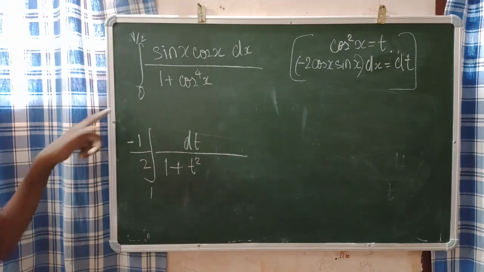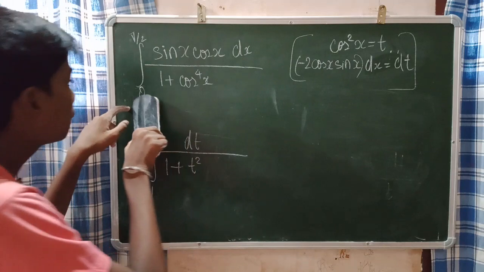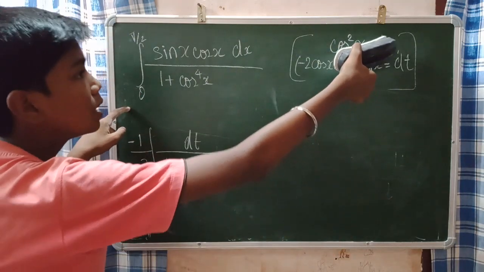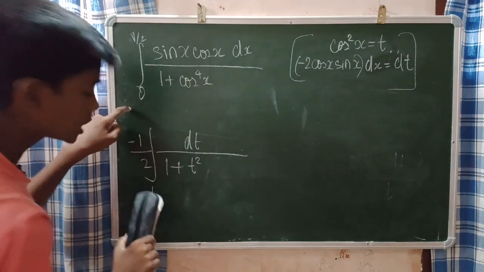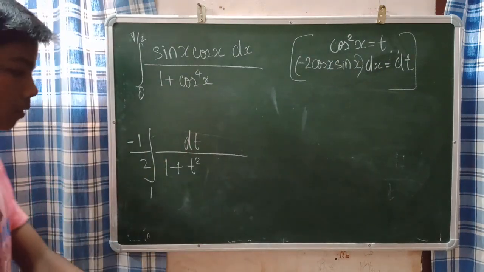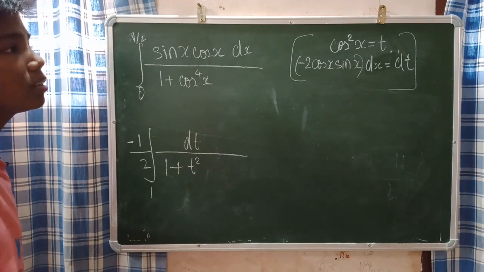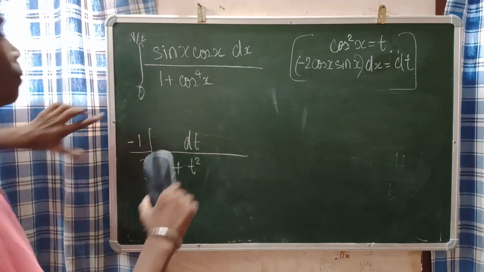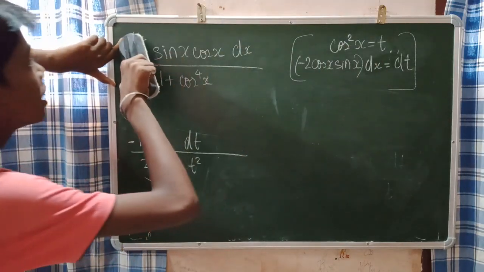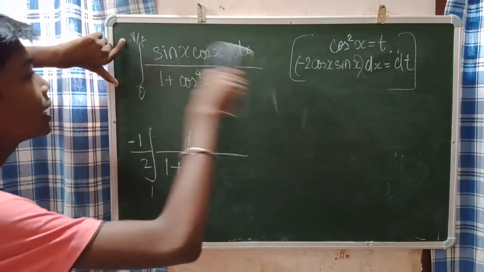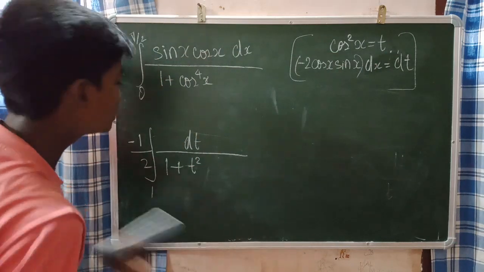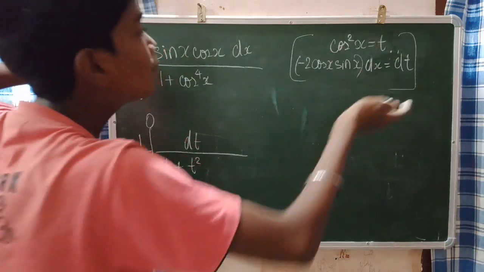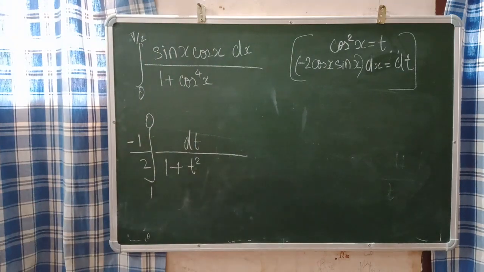That's very important. When you consider the lower limit, you should put 0 as x. When you put 0 as x, I will get cos square of 0, which will be your t. So cos square of 0 is 1. How is cos square of 0 equal to 1? Because cos 0 is 1, so 1 square is 1. What will your upper limit be? When you consider the upper limit, x takes the value of pi by 2. So you get cos square of pi by 2, which is 0, because cos of pi by 2 is 0. So 0 square is 0.